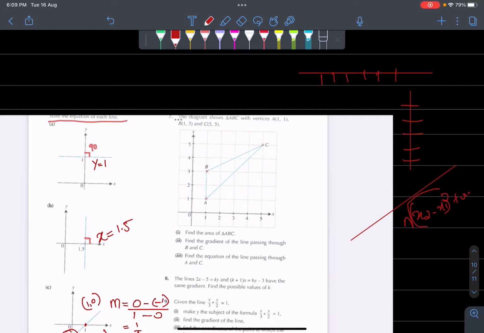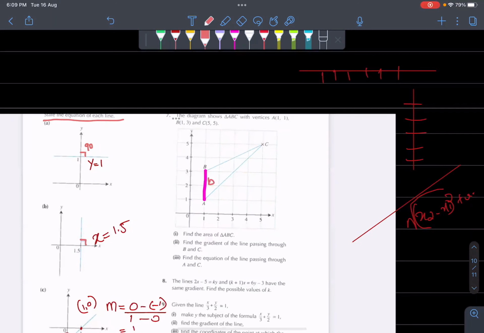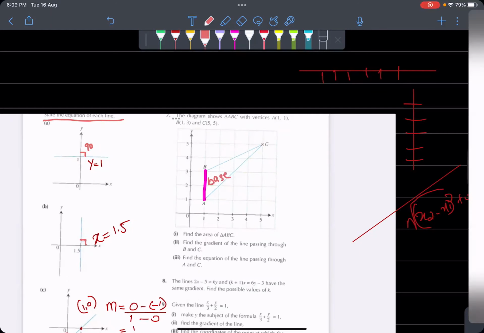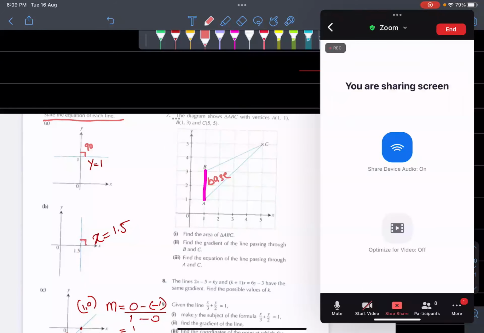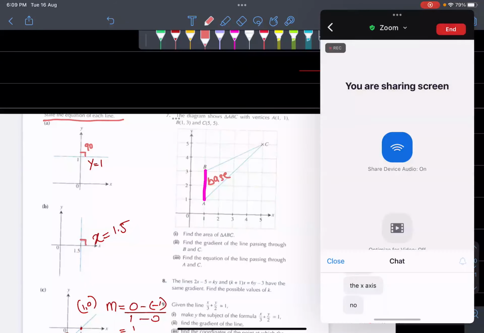So for the area of triangle ABC, if I consider this as my base, can somebody tell me what will be the height? I'm considering this to be my base. I would really appreciate it if somebody could tell me what the height is. What will be the height?